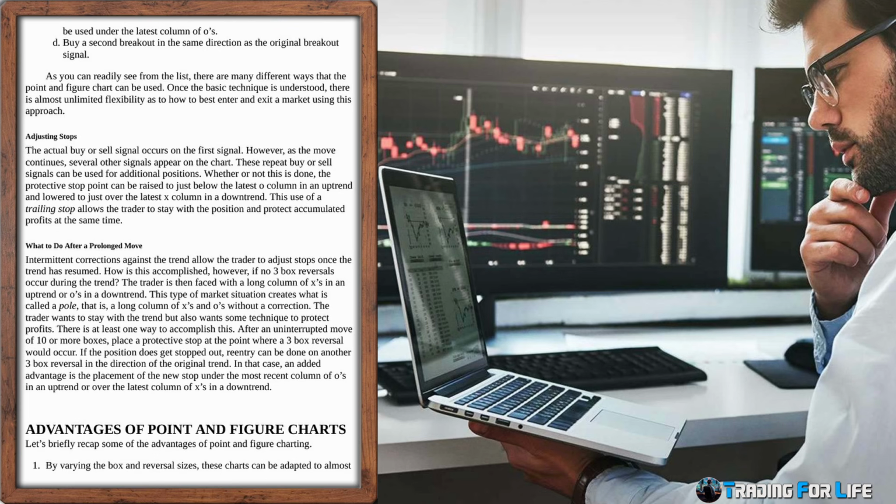Advantages of point and figure charts. Let's briefly recap some of the advantages of point and figure charting. 1.